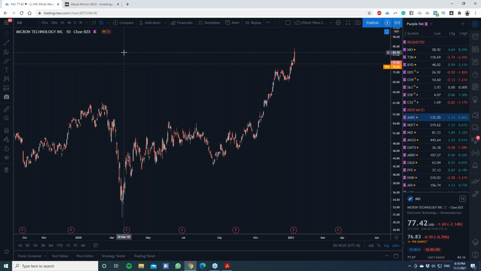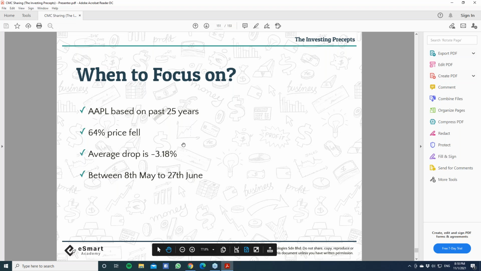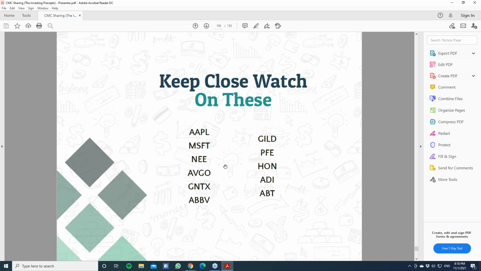Micron, I didn't put in my slides over here because it's not one of the fundamentally strong ones. Everything here is based on the six principles. Fundamentals are good, these companies are solid, so they are here. Micron is more like potentially a trade. So based on that, I just wanted to share that with you.